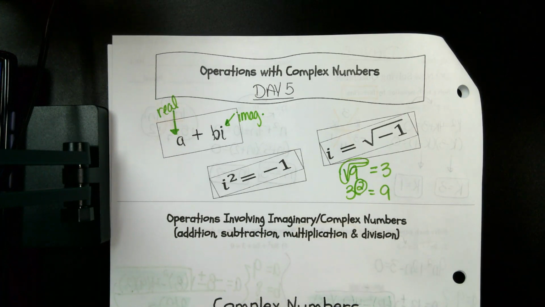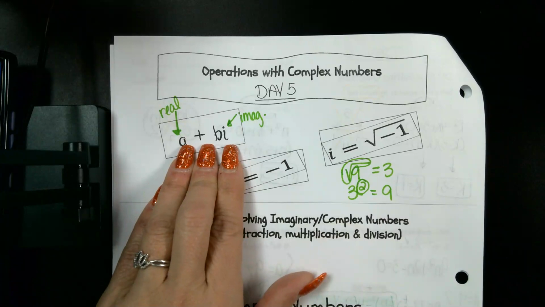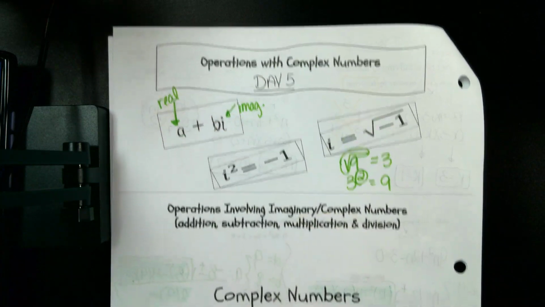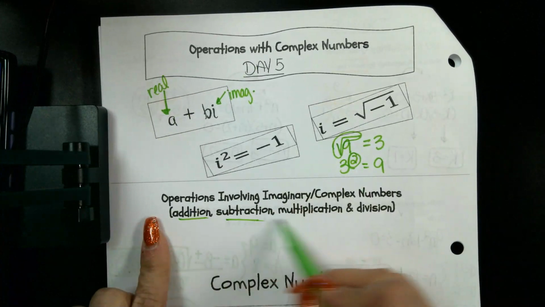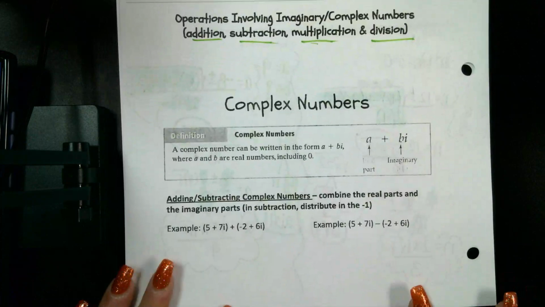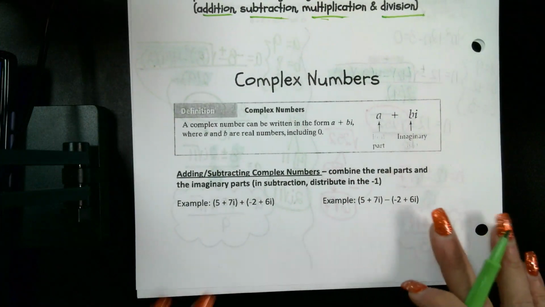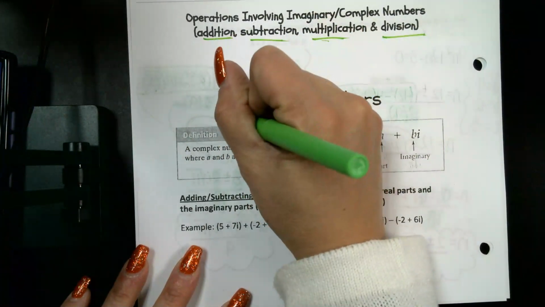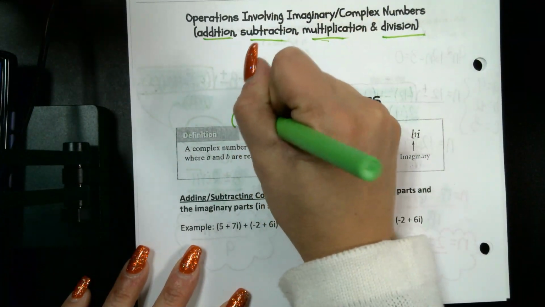And what we're going to do is we're going to take things that look like this. Of course, there would be numbers there, like 5 plus 3i. And we are going to add them, subtract them, multiply them, and divide them. Okay? So take a look at the bottom. We're going to start with addition and subtraction. So I am first going to do a problem you guys would have done back in Algebra 1.